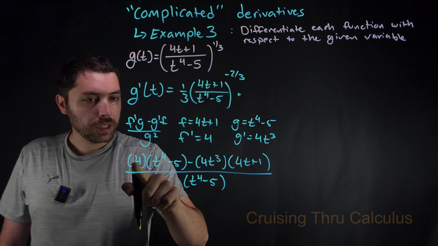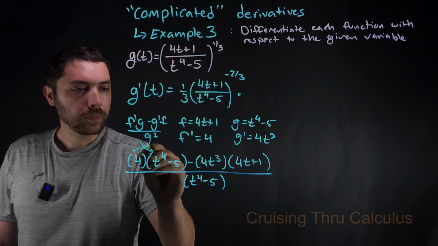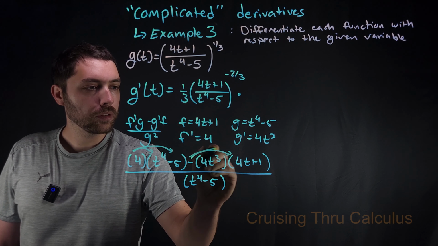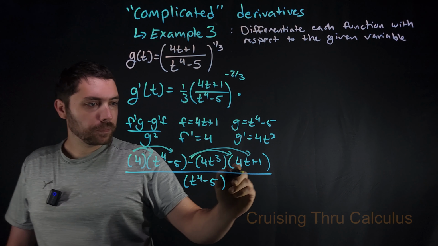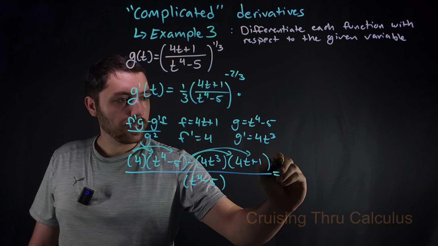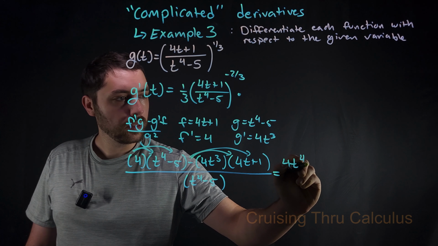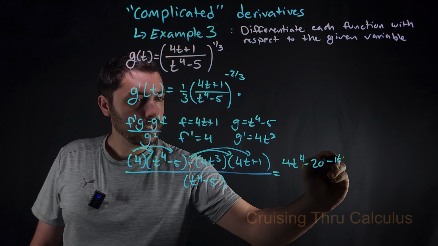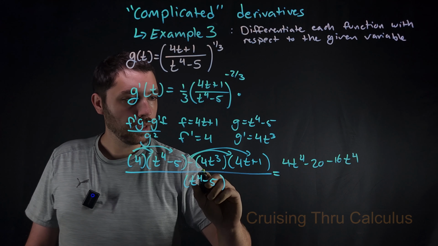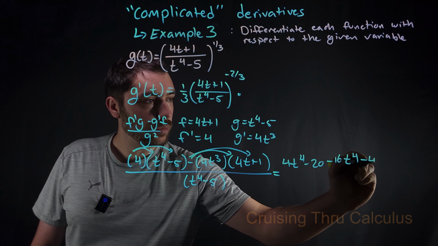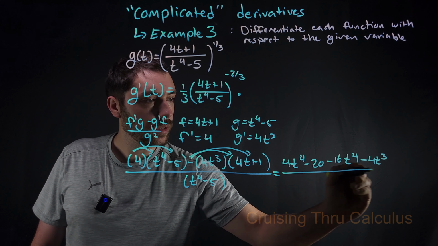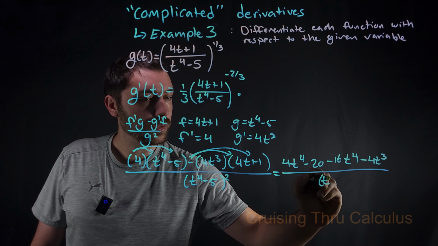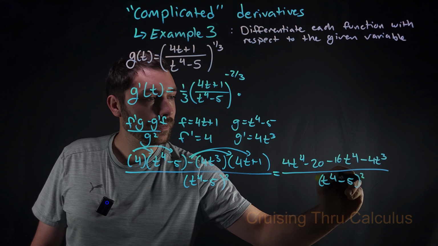So first, I notice that we can distribute this 4 here. We can also distribute this negative 4t cubed over here. So let's see what we get when we do that. We're going to get 4t to the 4th minus 20. Then we're going to get minus 16t to the 4th, and then minus 4t cubed, all over our denominator squared. Almost forgot to write that squared in there.